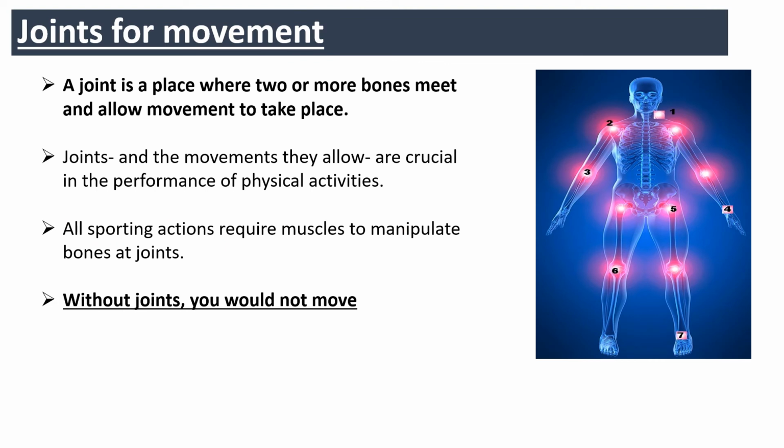Now the next function that we need to talk about is joints for movement. A joint is a place where two or more bones meet and allows movement to take place. If we didn't have joints, we'd be moving around in a very awkward and stiff way as we walk down the street, as we perform sports. But thankfully we have joints. So just think like the hinge on your door. Without the hinge on your door, basically we wouldn't be able to open and close doors. And it's the same thing for our skeletal system, enabling us to move.